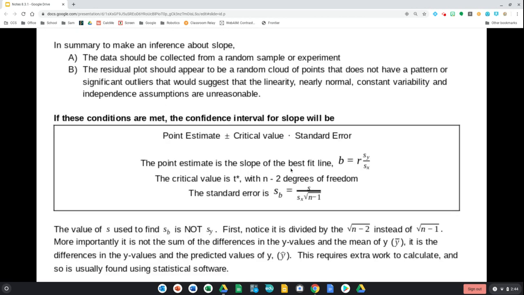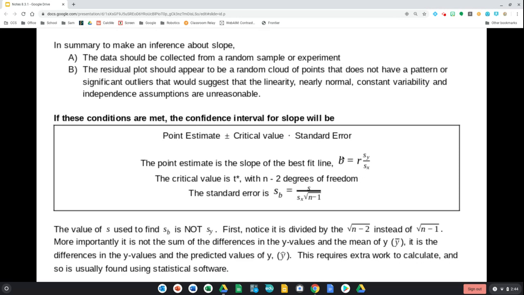So basically, just to summarize what we need: the data needs to be coming from a random sample. We've always said that. And then we want the residual plots to appear like a cloud of points. We don't want to have a pattern. We don't want to have outliers. We want to make sure that it's constantly distributed. Those are the things we want to look for in that residual plot. If those conditions are met, then the confidence interval is going to be the same thing we've always done. It's going to be a point estimate plus or minus a critical value times a standard error.